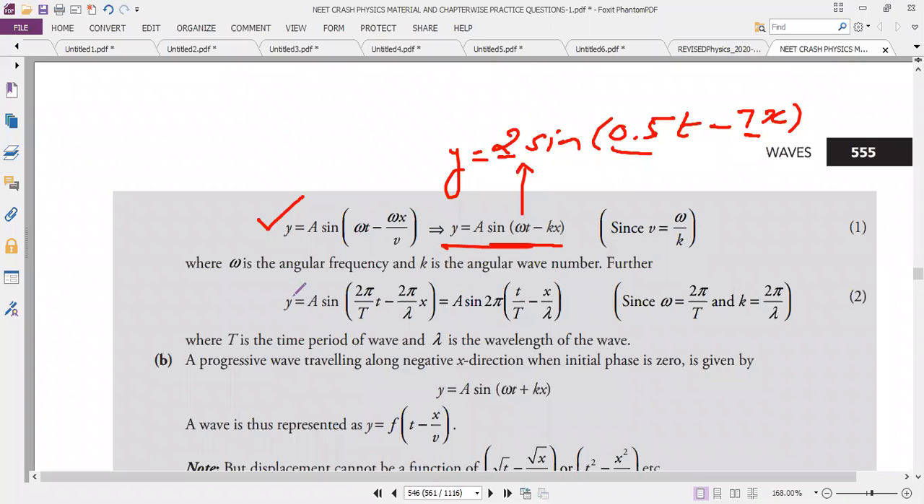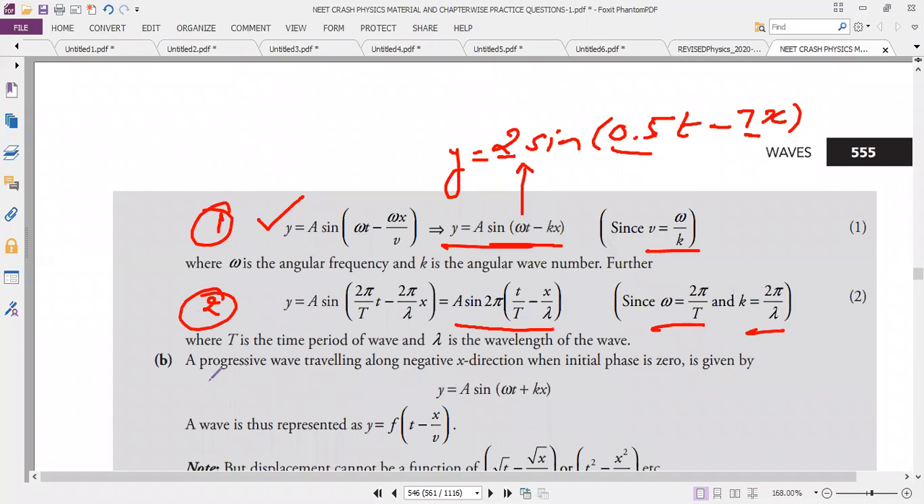So you want to remember the maximum number of formulas. Next formula: y is equal to a sin 2 pi, small t by capital T minus x by lambda. Capital T is the time period, small t is the time, and lambda means the wavelength of the wave. Omega, k and v are constants. All these things you want to remember. That is for the positive direction.